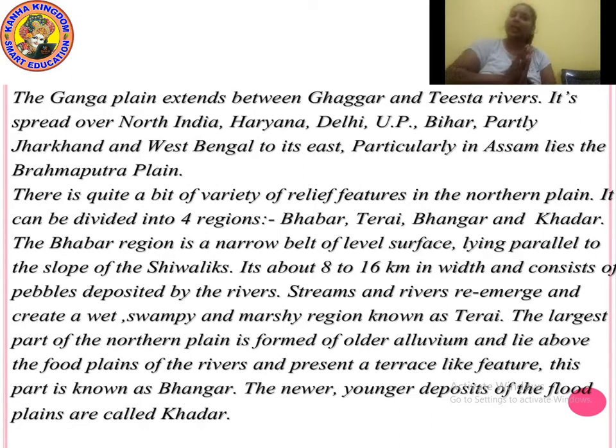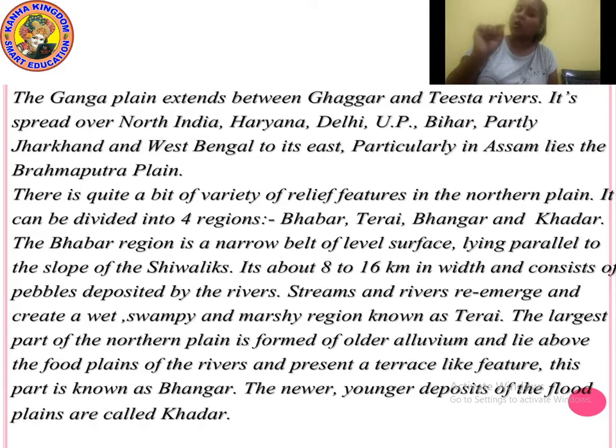The Ganga plain extends between the Ghaggar and the Teesta rivers. They spread over North India, mostly Haryana, Delhi, UP, Bihar, partially Jharkhand and West Bengal in the east. Particularly in Assam lies the Brahmaputra basin. So the Ganga basin usually lies in North India and the Brahmaputra lies mostly in Assam.